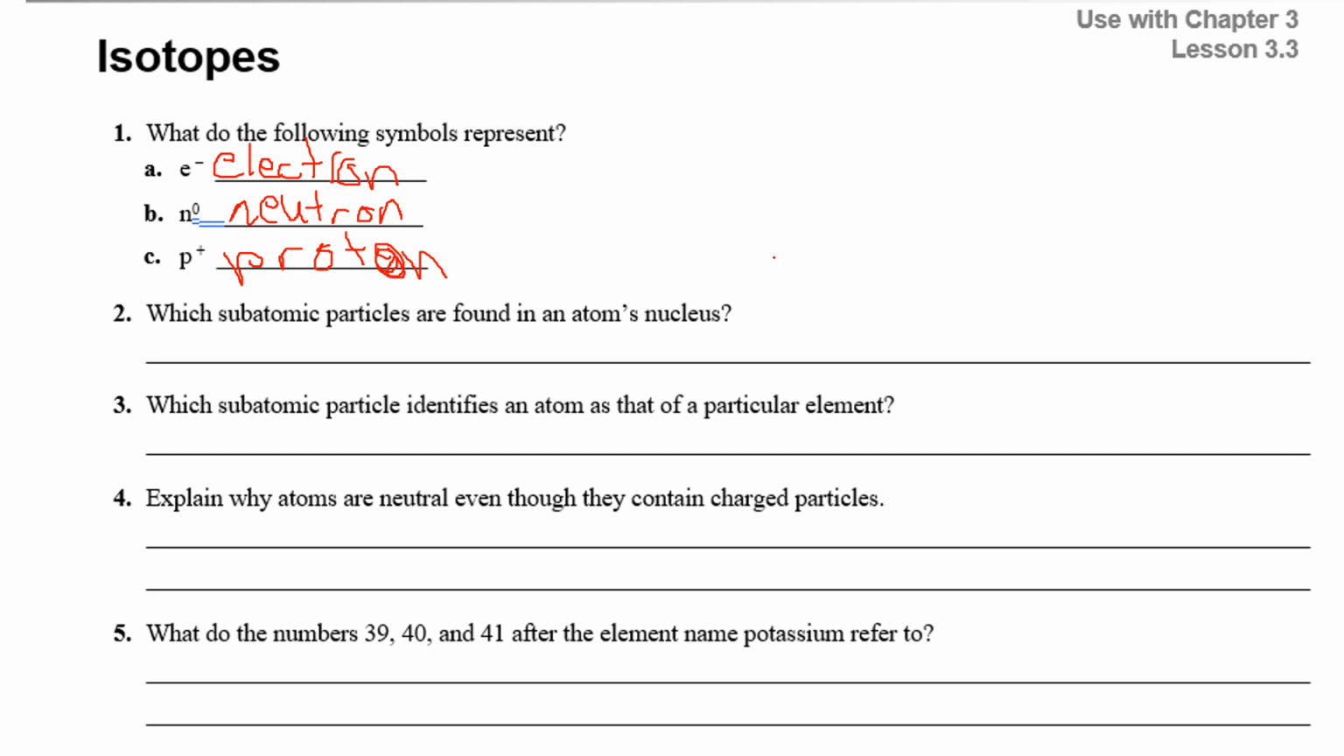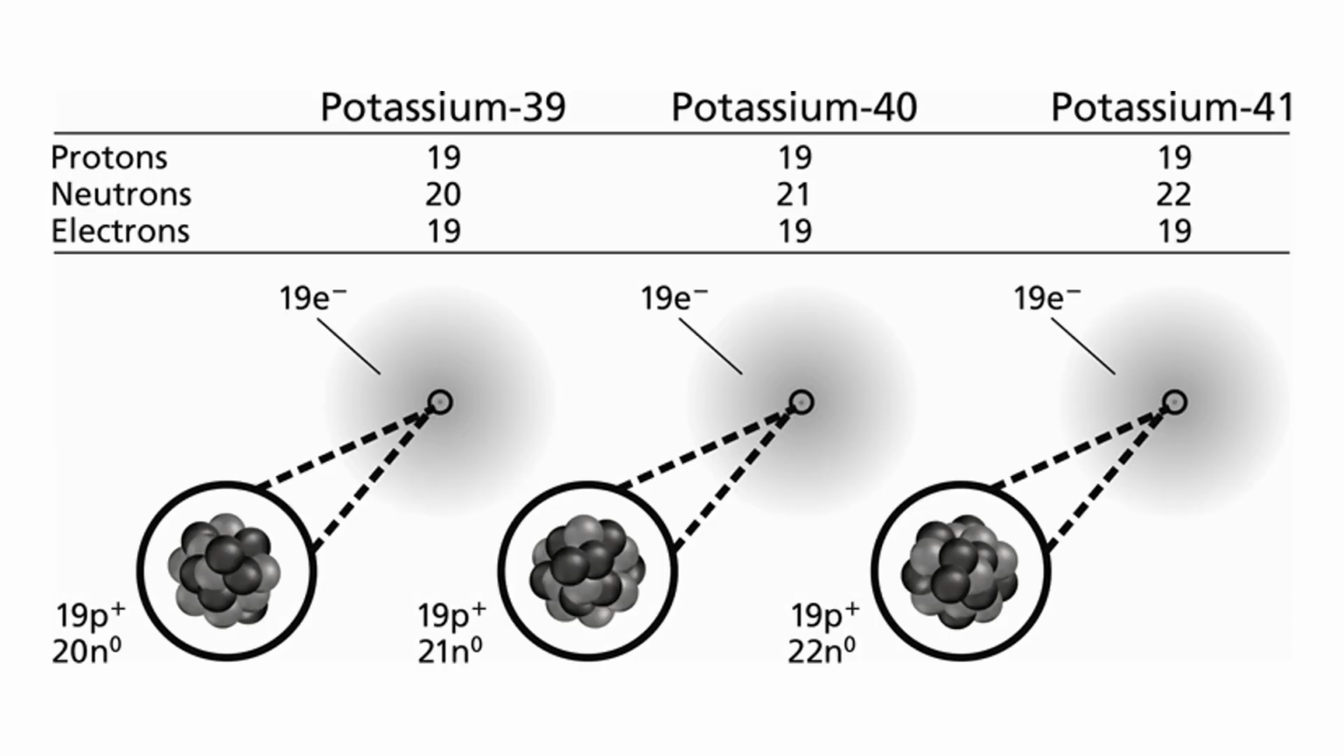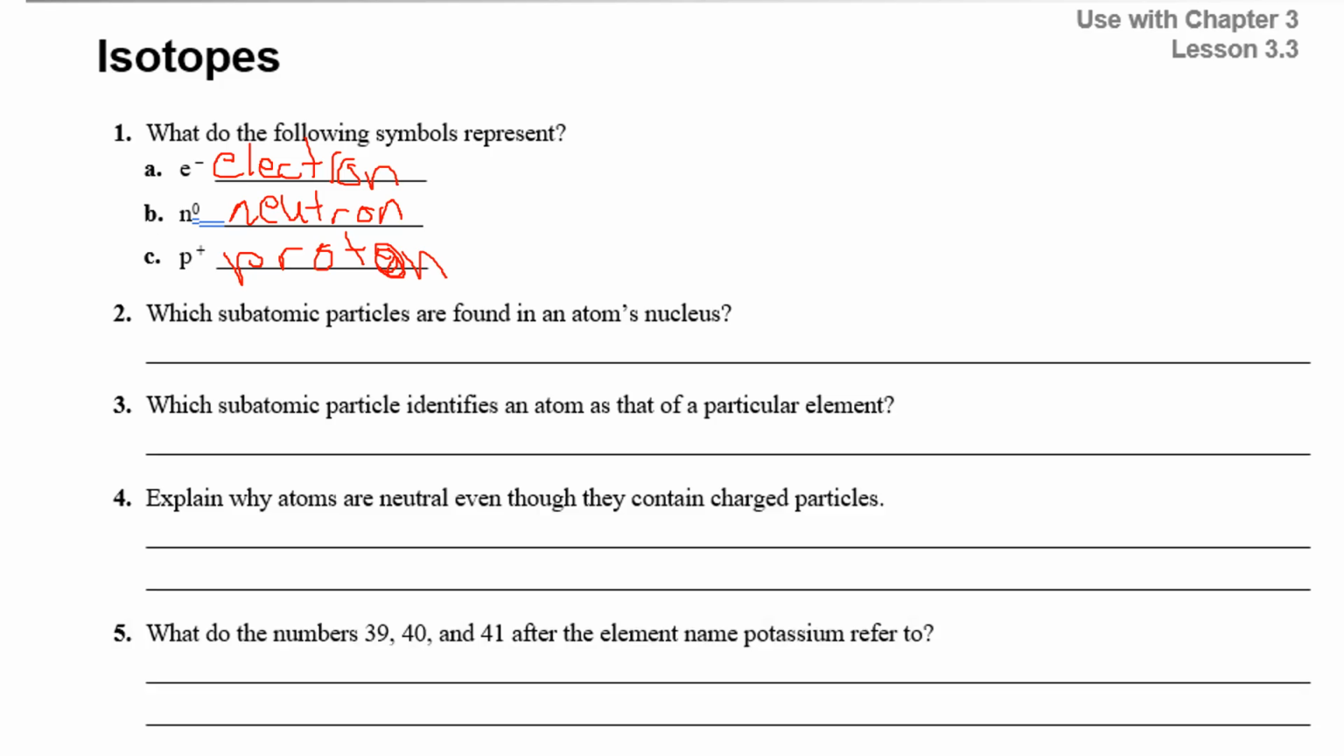Number 2: which subatomic particles are found in the atom's nucleus? If we flip back and look at our picture, we see that in that nucleus are our protons and our neutrons. I am going to abbreviate it. Please write the entire word out. I'm just abbreviating because I'm writing this using a computer mouse. So our protons and our neutrons.